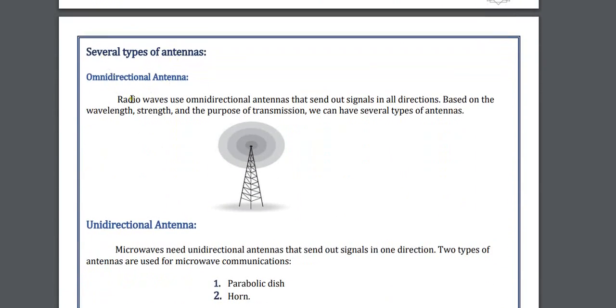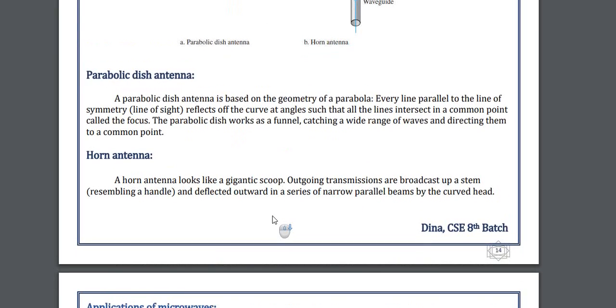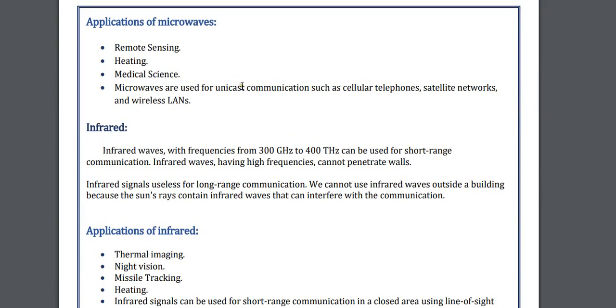Several types of antennas. In this section we will discuss the omnidirectional antenna, which looks like this and always sends the signal all around. The unidirectional antenna focuses on one side. There are two types: the parabolic dish, which is this one, and the horn type, which looks like this one. The parabolic dish we have already seen as a dish antenna. Applications of microwave are given here.